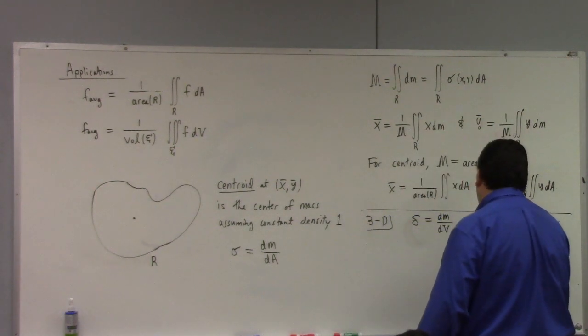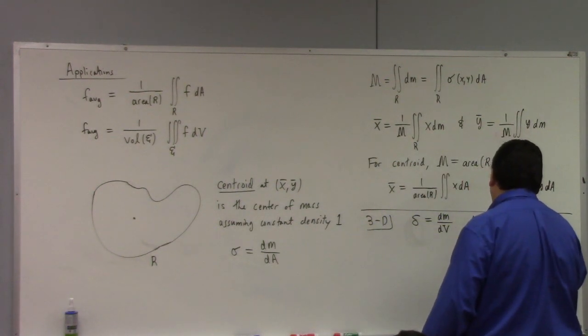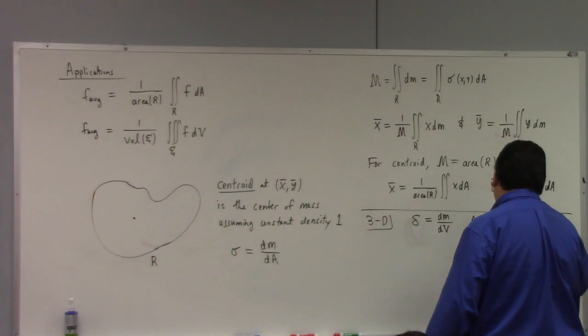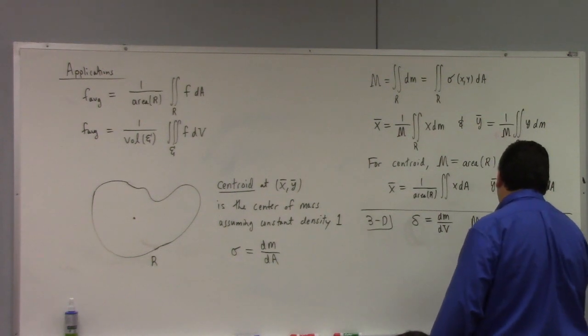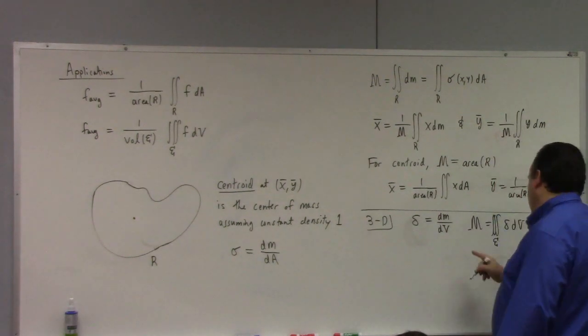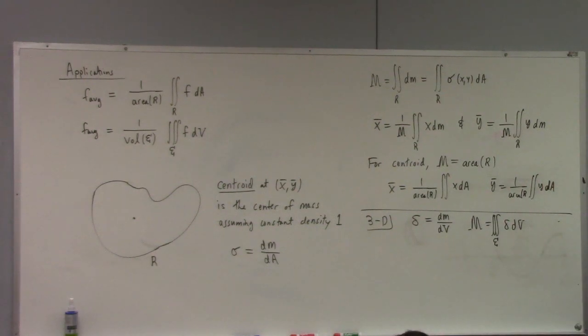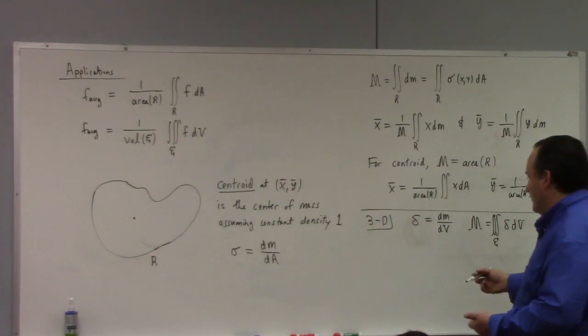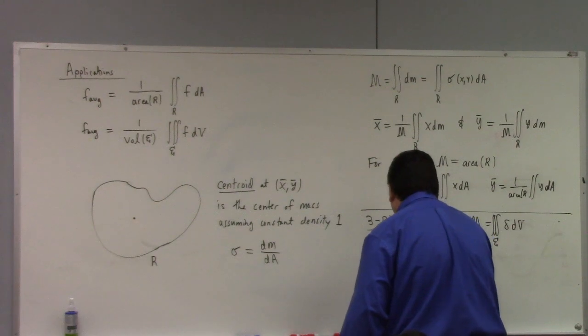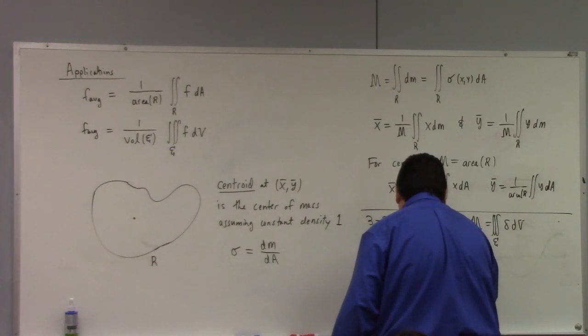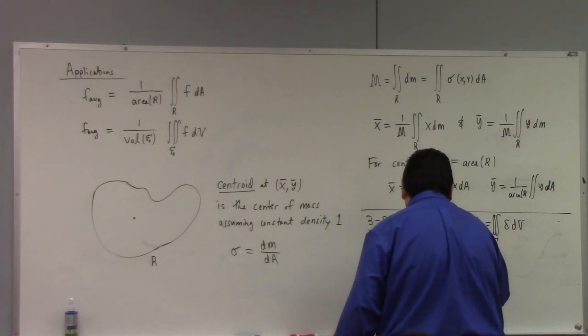So for the total mass, I have to integrate delta dV over the region E to get the total mass. And then guess what the center of mass is going to be? 1 over m times the integral over E of x dm.